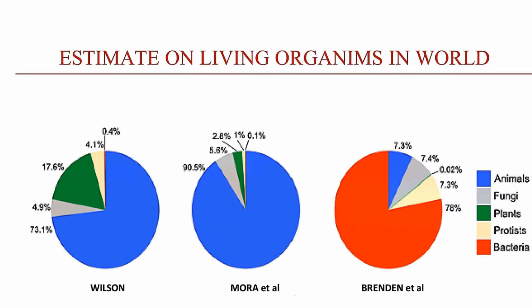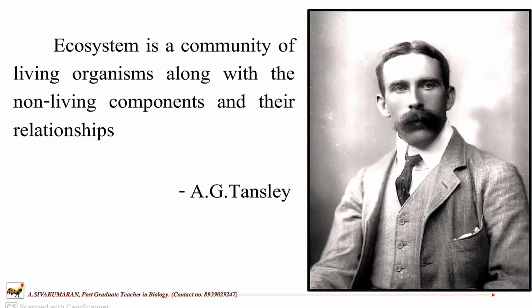This is a comparative study of the diversity in the world by various scientists. If we go back to the history, each and every scientist had contributed in the classification of the biodiversity, and they have defined the living biodiversity in various ways. It is A.G. Tansley who said ecosystem is community of living organisms along with the non-living community.